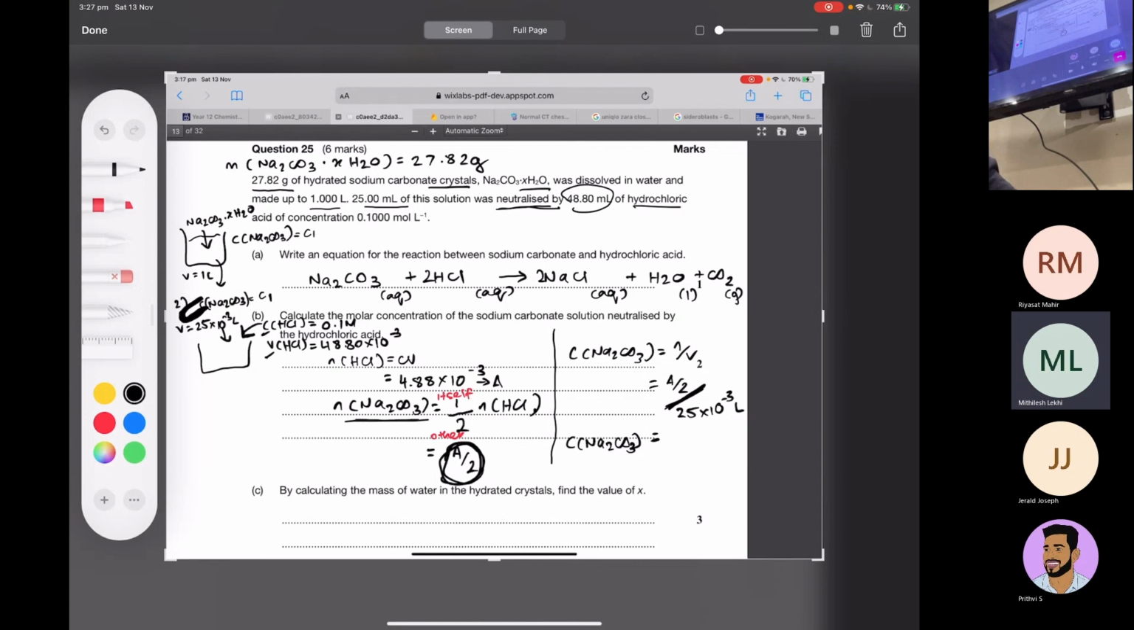Alright, so what do we get? 76 times 10 to the minus 8. Good. So that's C1. That's the same as a concentration in that 1 liter. Everyone with me? Good, so we've got our answer for A.